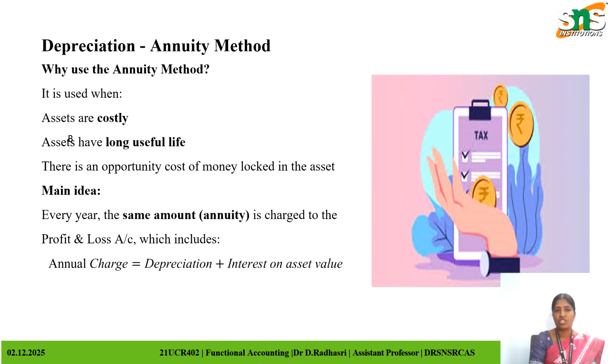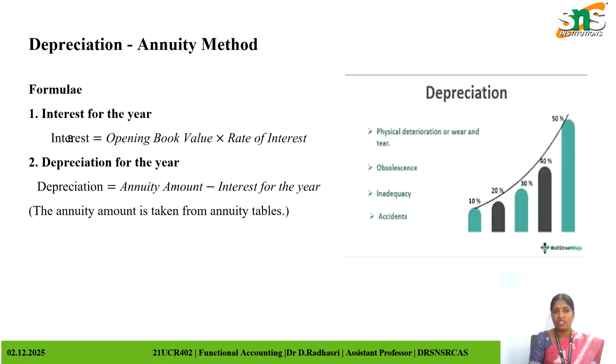In that way, the annuity method of depreciation is used when the asset has a long useful life, considering the opportunity cost of the money invested in the asset. The annuity table is fixed. The depreciation and the interest are calculated by charging the annual amount. The same amount of annuity every year is charged to the profit and loss account. In that way, the depreciation in the annuity method is taken from the interest of the year.